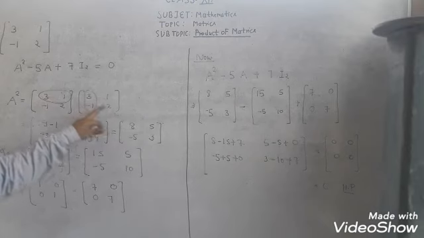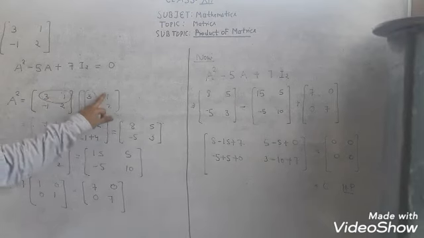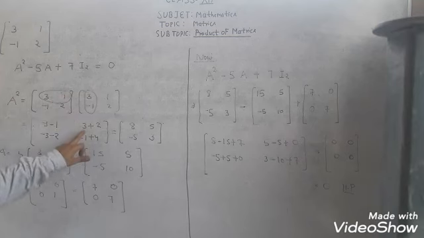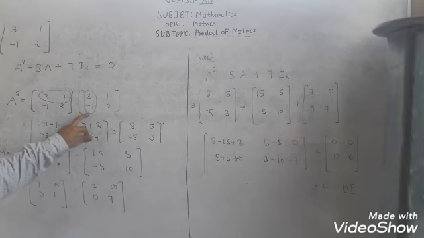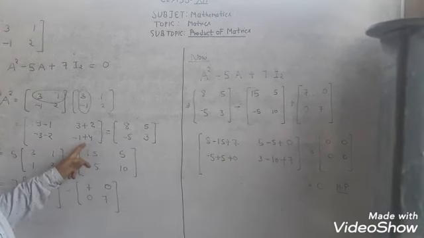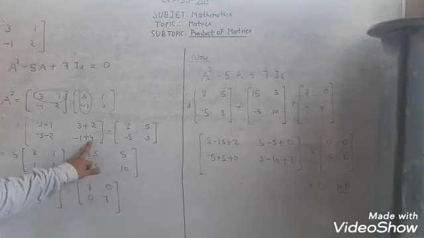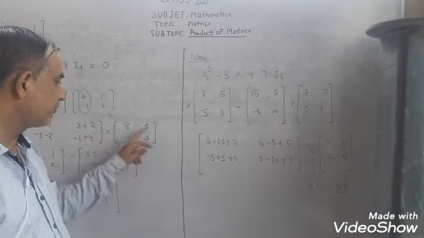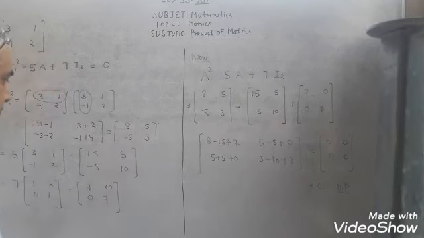Similarly, first row and the second column, 3 times 1 is 3 plus 1 times 2 is 2, that will be 3 plus 2. Now in the second step, second row and first column, minus 1 times 3, 2 times minus 1, that will be minus 3 and minus 2. Similarly, we get minus 1 plus 4. On solving, we get 8, 5, minus 5, 3.